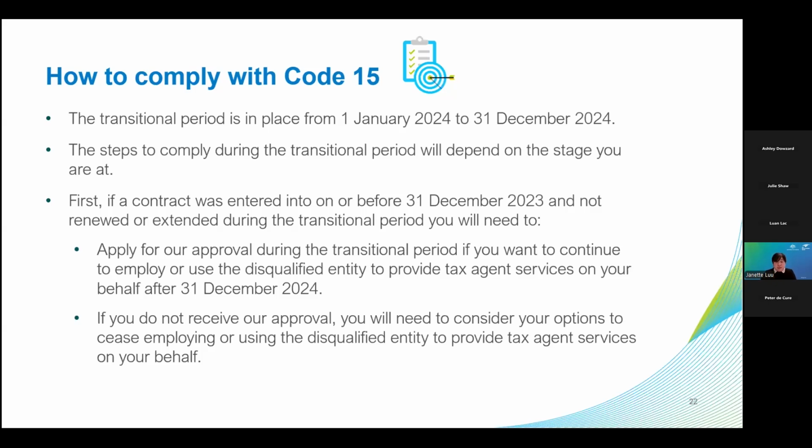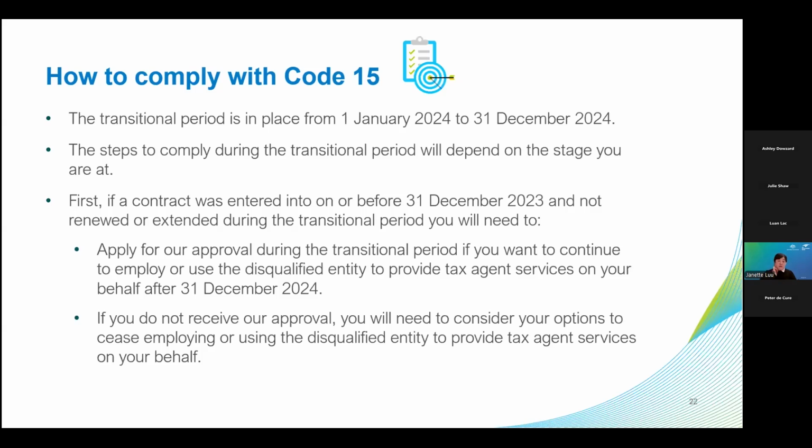Now, if you do seek approval and the TPB does not approve that, you will need to consider your options to cease employing or using that entity from 1 January 2025. So that's how that transition period operates, where you've engaged someone on or before 31 December 2024.